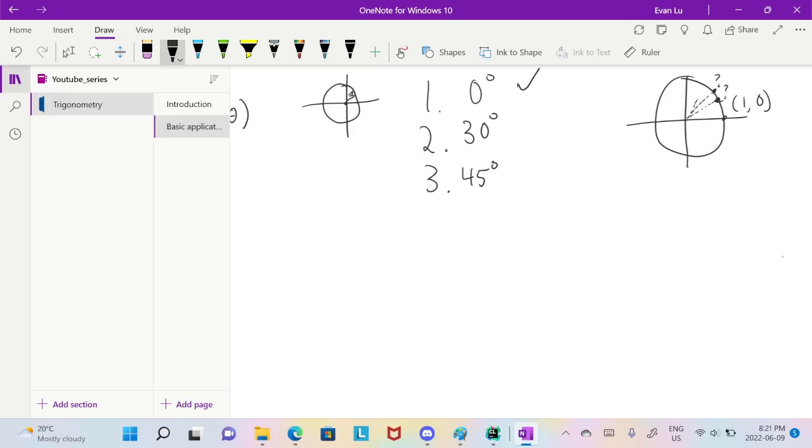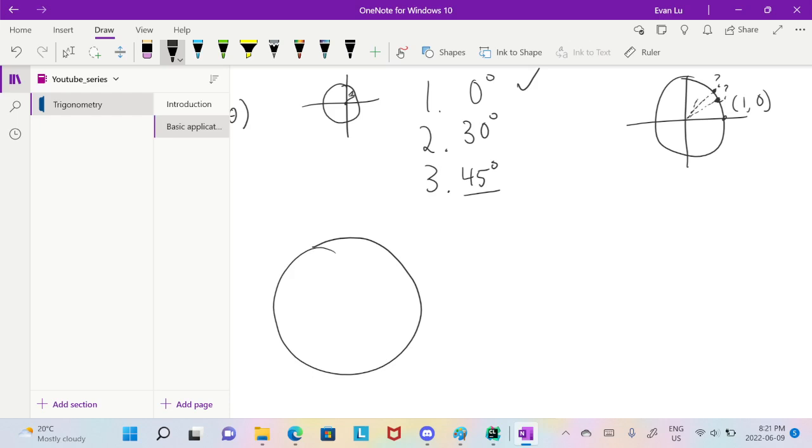So 0 degrees, really simple. We don't need to worry about that. I'm actually just going to do the 45-degree angle one first, because that one is a lot easier compared to the 30 degrees. Okay. So let's take a look at this 45 degrees angle.